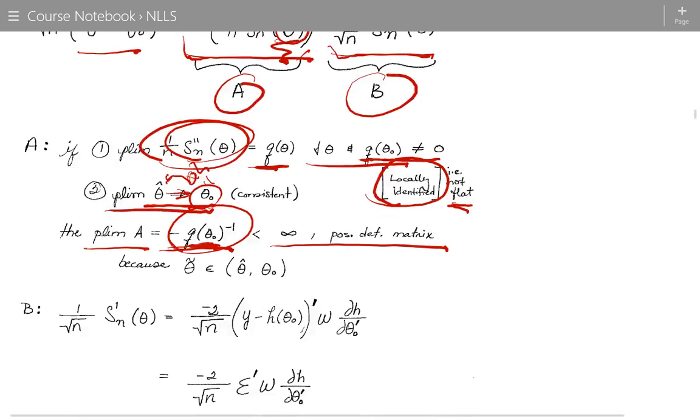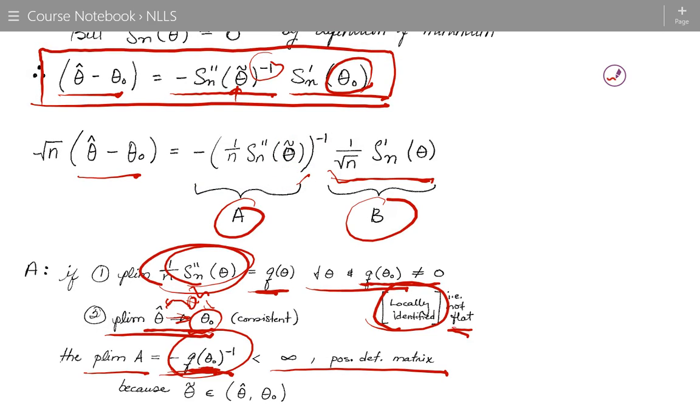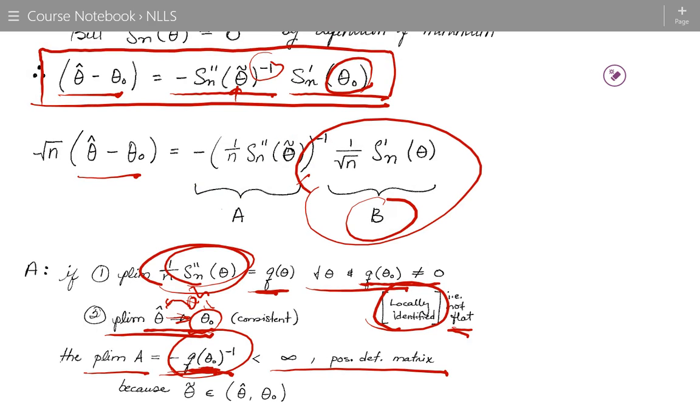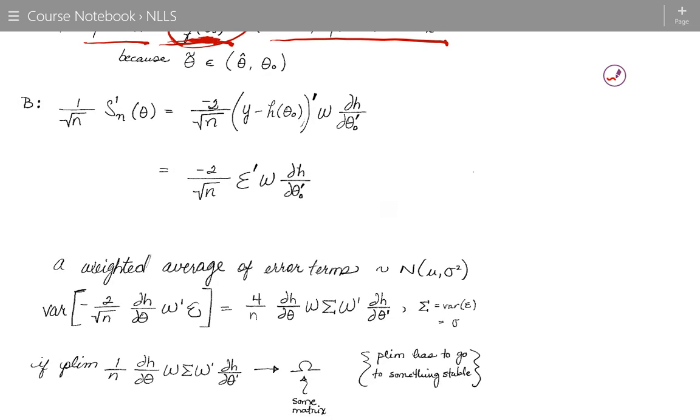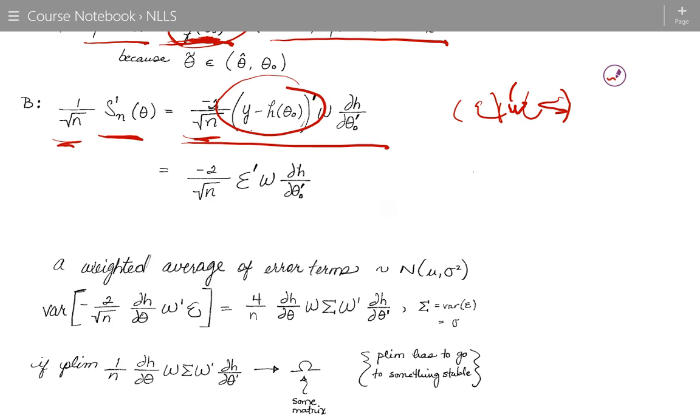Okay, so now looking at part B. This is the second part up here. We just evaluated part A, and now we're going to evaluate part B. So the 1 over the square root of n times the derivative of the sum of squared errors. If you look at S itself, with my weight matrix in there, this is my error. I take the derivative with respect to theta, and theta shows up in the h function alone, so we end up with negative 2 over the square root of n times the error, which is y minus h theta naught transpose, times the weight matrix, times the derivative of h with respect to theta. This is a term that I can call my error, epsilon, so I'll just rewrite it as negative 2 over the square root of n times the error vector times the matrix times the derivative of h with respect to theta.